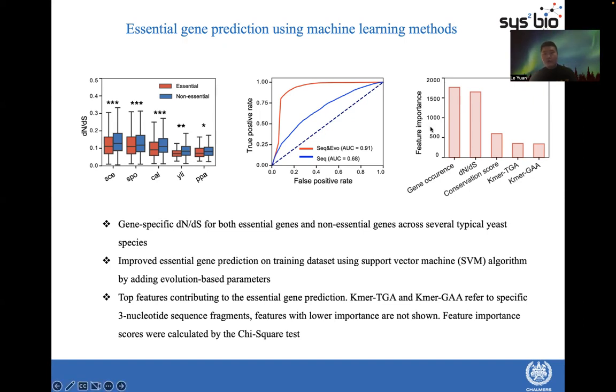And then we also evaluated the feature importance. In this figure, we show the top 5 features contributing to essential gene prediction. The top 3 are evolution-based features, and the other 2 are sequence features. Here we call them k-mer PGA or k-mer GAA, that is, 3-nucleotide sequence fragments. And the features with lower importance are not shown.